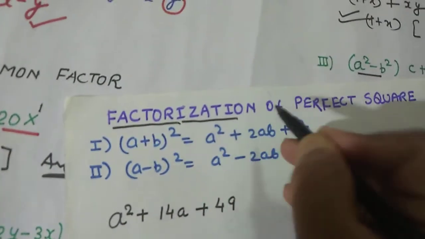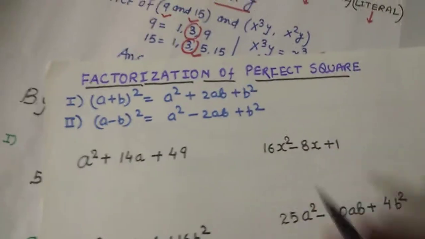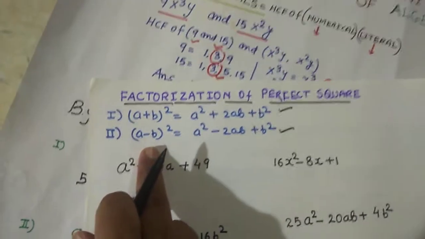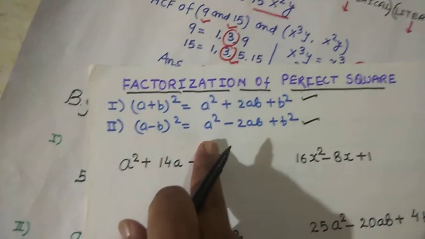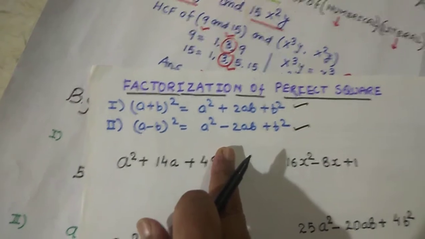So now factorization of a perfect square. Perfect square, already it is said: a plus b whole square, a minus b whole square. I have written here a plus b whole square, a minus b whole square. If you have any problem about the identities, go and check my description. The video link is given there about algebraic expressions.